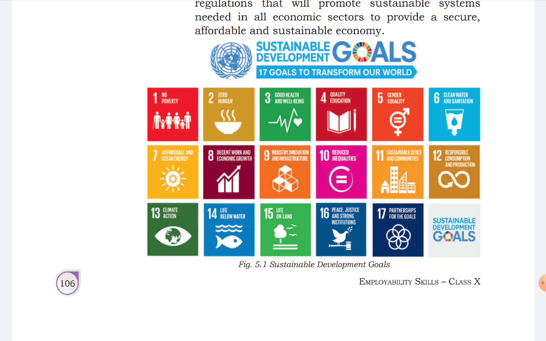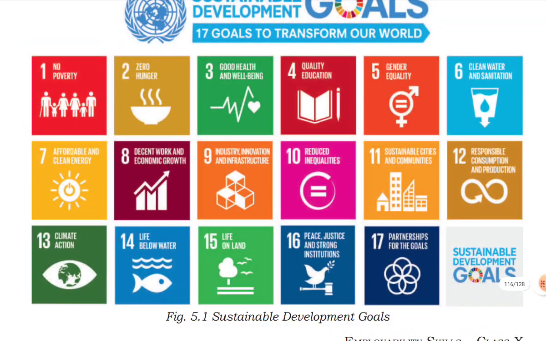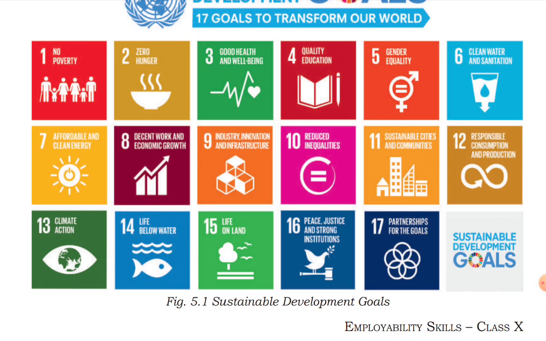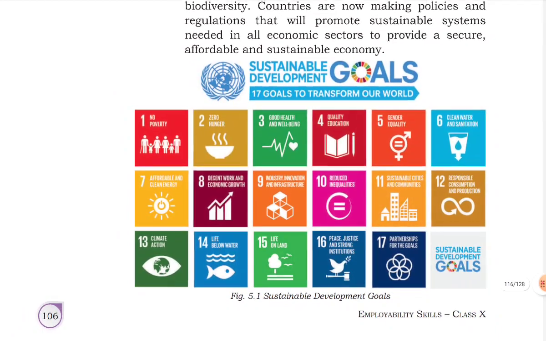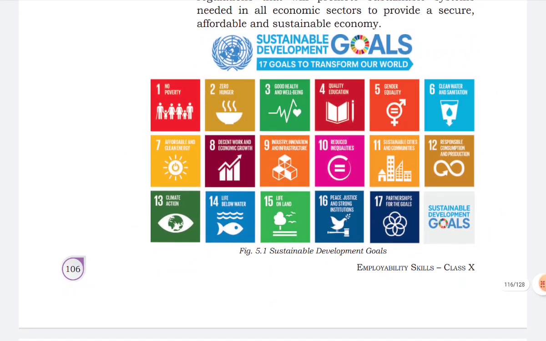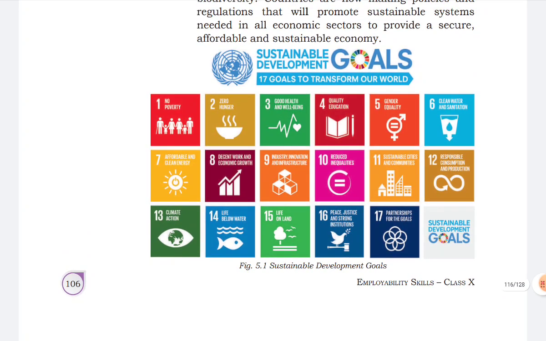These are: first is no poverty, zero hunger, good health and well-being, quality education, gender equality, clean water and sanitation, affordable and clean energy, decent work and economic growth, industry, innovation and infrastructure, reduced inequalities, sustainable cities and communities, responsible consumption and production, climate action, life below water, life on land, peace, justice and strong institutions, partnership for the goals. These were the 17 goals which were defined by the Sustainable Development Team, and the aim is to follow them and make policy so that we can transform our world by 2030.